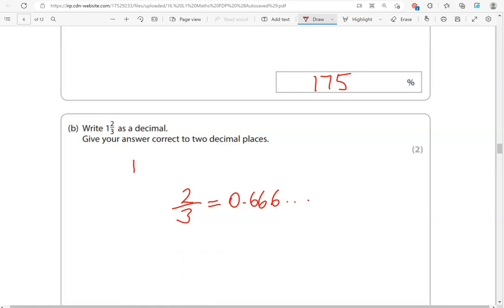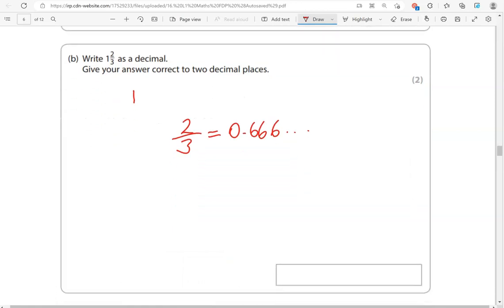So 0.6666 correct to 2 decimal places. Looking at the 6 on the right, that is higher than 5, so that means we're going to round up. So this 6 here becomes a 7. The digits in front remain unchanged. So that is 0.67. 2/3 is equal to 0.67, correct to 2 decimal places.